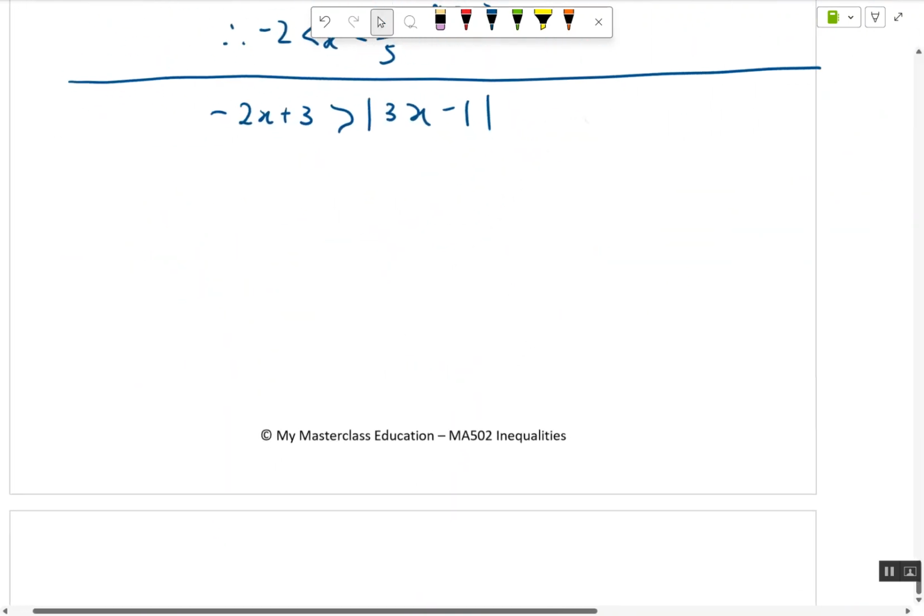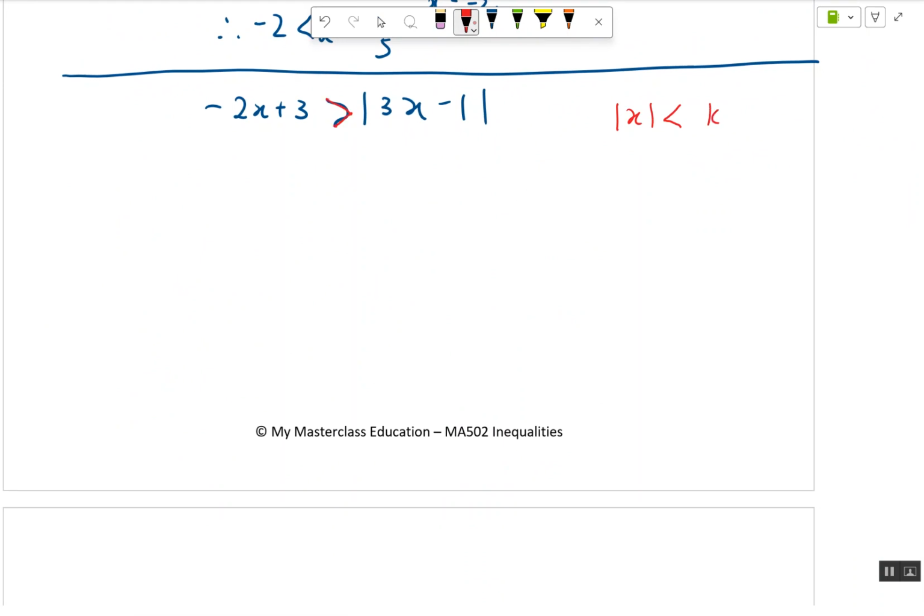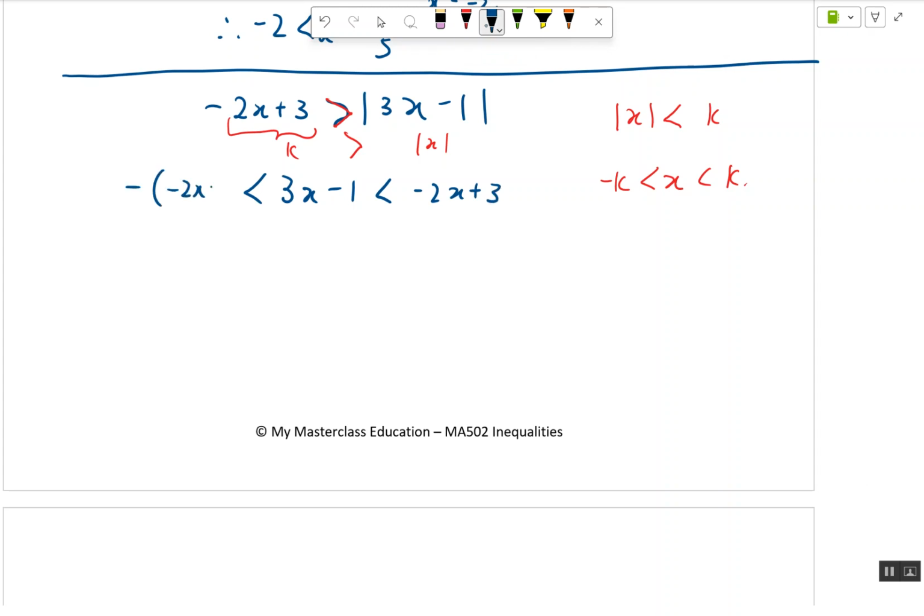We go back to the basics of this concept. Modulus x, in this case, the modulus is smaller than k because can you see the inequality sign is this way? The back side is pointing to the modulus. I am talking about x in between negative k as well as k. So I can say that 3x minus 1 is kind of like the modulus x, this is like the lesser, and this guy is like your k. It is in between negative 2x plus 3, the positive one, as well as the negative of negative 2x plus 3.